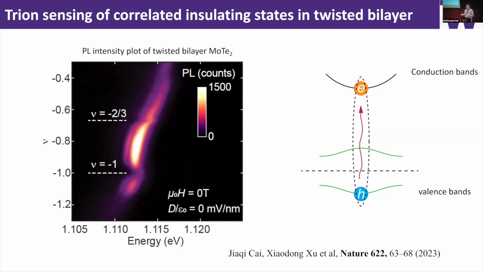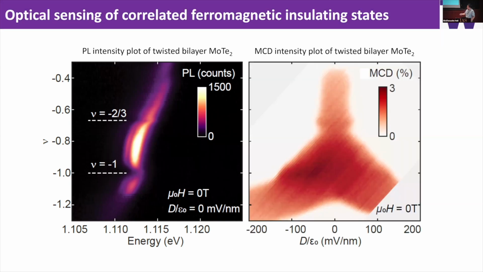So the take-home message is that we can use trion luminescence intensity as a readout of the incompressible states of the system. Now I can compare my luminescence signal to my MCD measurements. It's the same sample. You can see that whenever there's a suppression of the MCD signal, you see an enhancement in the luminescence signal. So they correlate with each other really well.